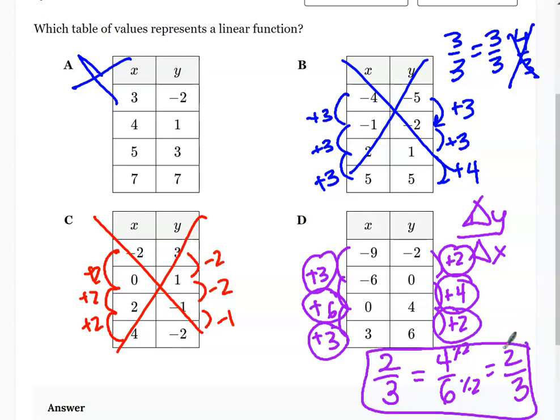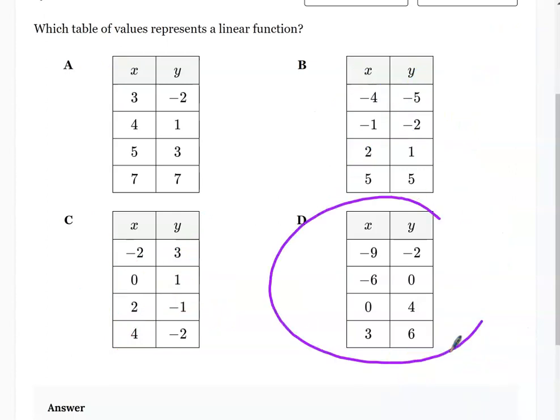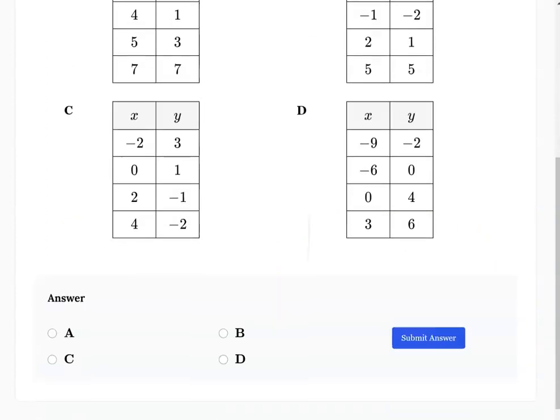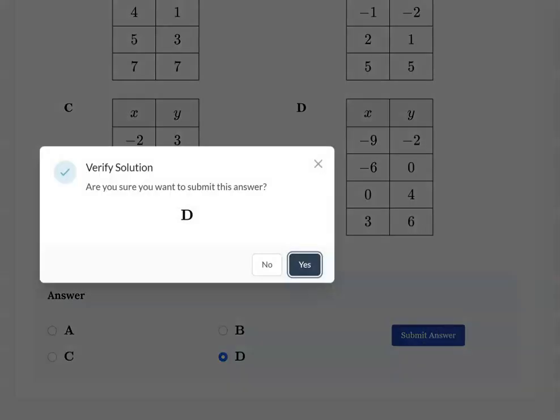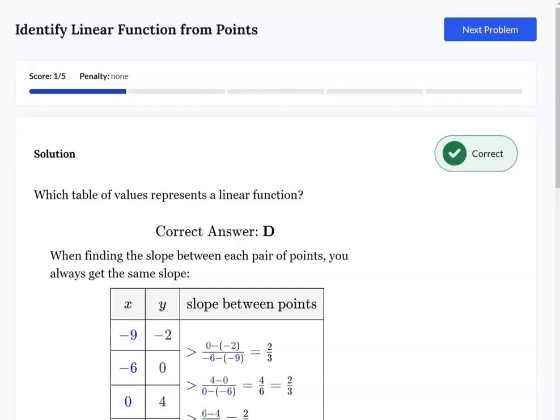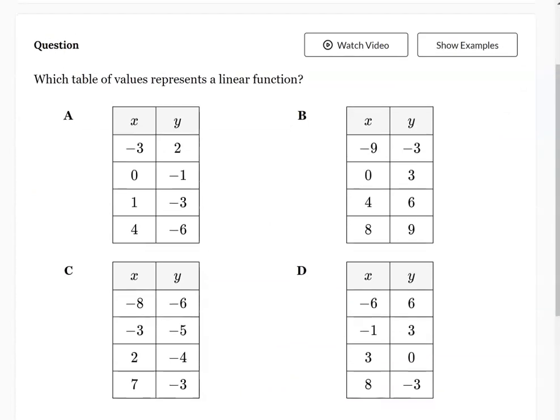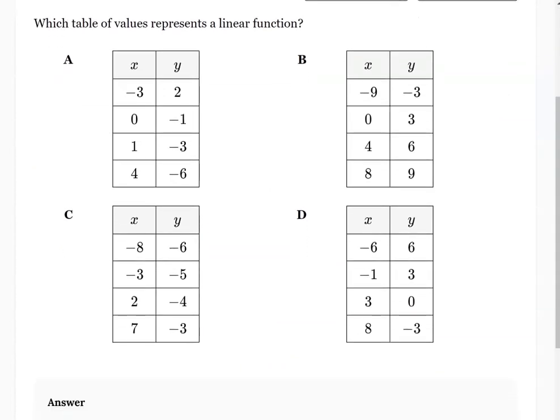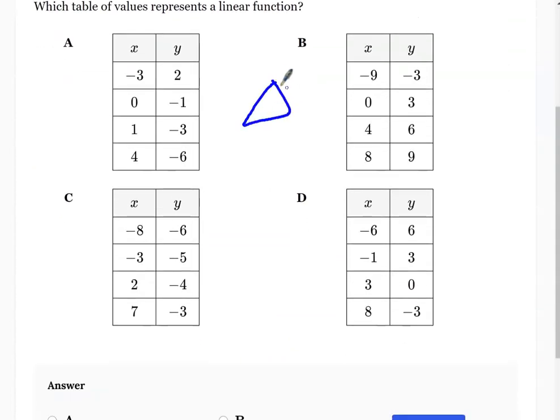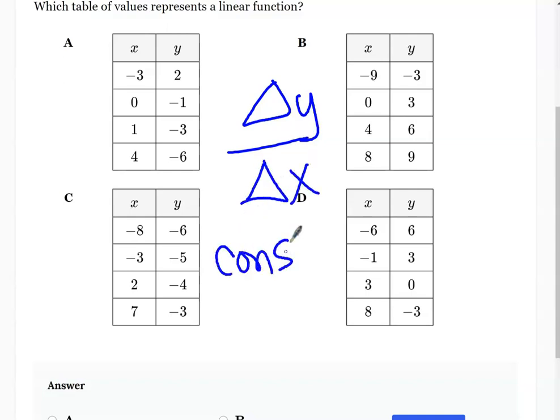So all of these have the same pattern. That makes this a linear relationship. So we're going to select letter D as our option. All right, let's do this again. Again, we're looking for the pattern of the y's over the pattern of the x's to be consistent, to have a constant rate of change.